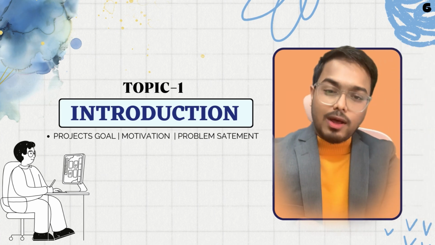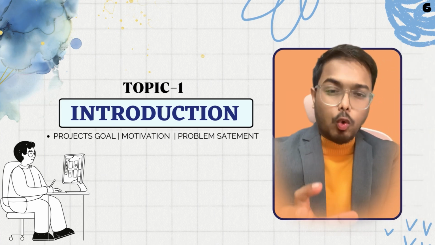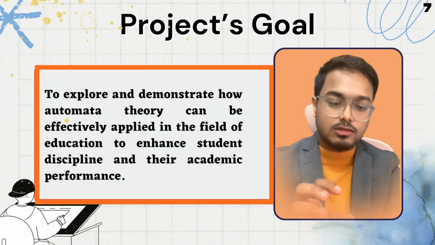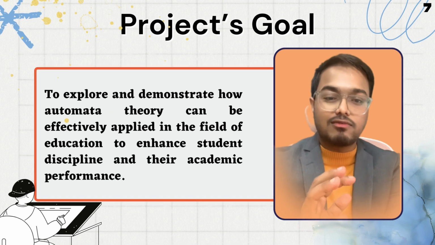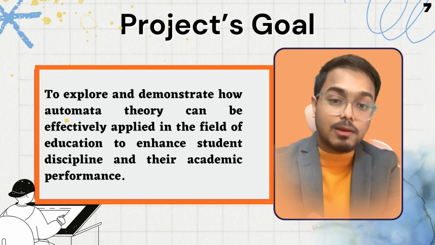Beginning with topic number 1, that is the introduction of the assignment of the project. So what is our overall goal of this assignment? Our overall goal is to explore and demonstrate how automata theory could be used in the field of education to enhance students' discipline and their academic performance.